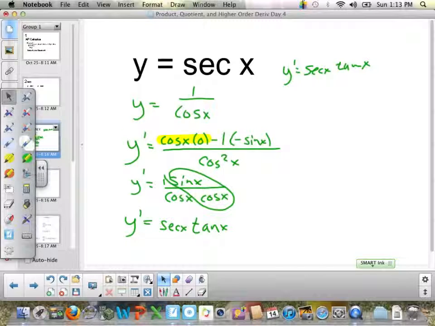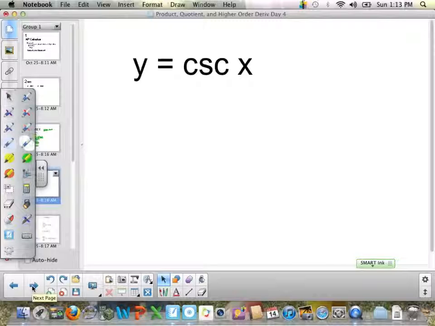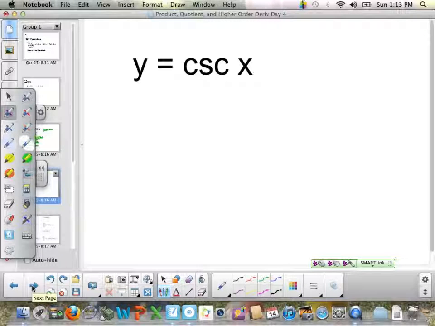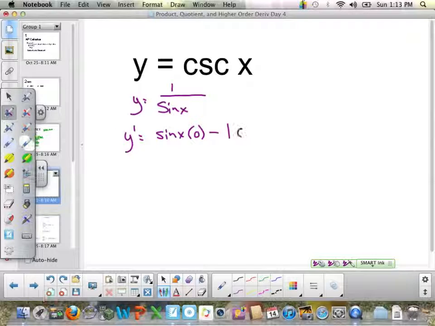Let's look at cosecant. Again, let's rewrite that in terms of sine and cosine. And this would be 1 over the sine of x. Apply the quotient rule. We got bottom times the derivative of the top. 1's a constant, so the derivative is 0. Minus top times the derivative of the bottom. Derivative of sine is cosine. All over bottom squared, so sine squared of x.